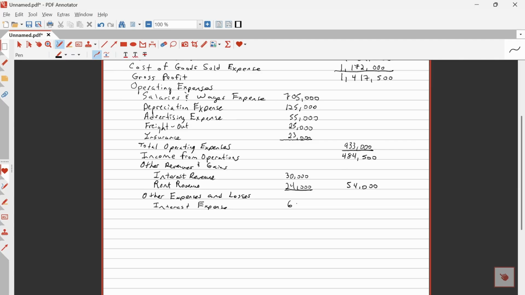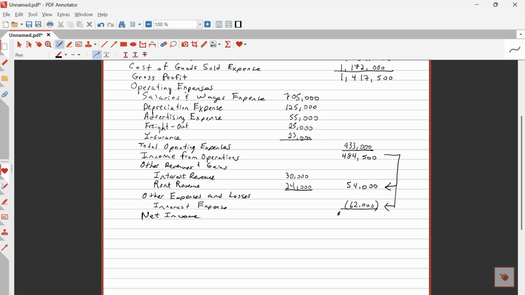$62,000. Except we're going to subtract it. We're going to put it over here in parentheses to show that it's deducted. Like that. And then our final bottom line number, net income, which would be our income from operations, add any of the other revenues or gains, subtract any of the other expenses or losses.